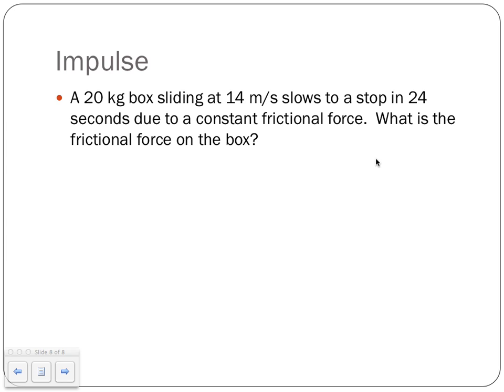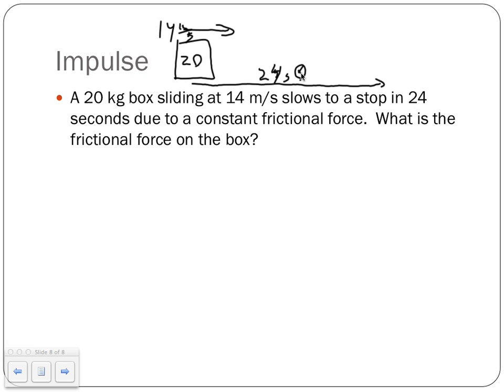So in our setup here, we have a 20 kilogram box. So we have some box, 20 kilograms is the mass. It starts off traveling 14 meters per second, and it slows to a stop in 24 seconds. So after a total of 24 seconds has gone by on the clock, it is now stopped. So here's our box at some point in the future, with a velocity of 0 at the end here. And the question is, what's the frictional force? Obviously, there'd be a force to slow it down.